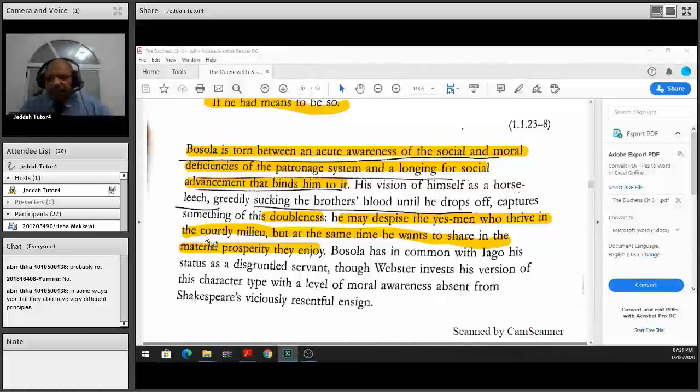If this betterment and improvement are to come through practicing things that he is against, he would do it. And this is the contradiction that we're talking about. So his vision of himself as a horse leech, greedily sucking the brother's blood until he drops off, captures something of his doubleness. Doubleness here means contradiction. He is self-contradictory. How come you are preaching reform, and how come you are anti-corruption, but you are ready at hand to be part of this boys' network, if you like, to be part of this corrupt network?